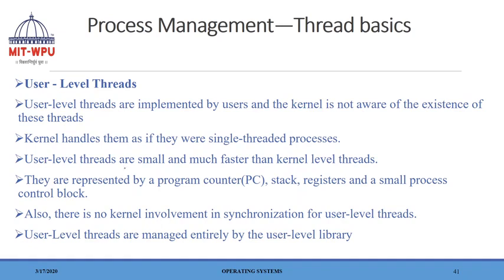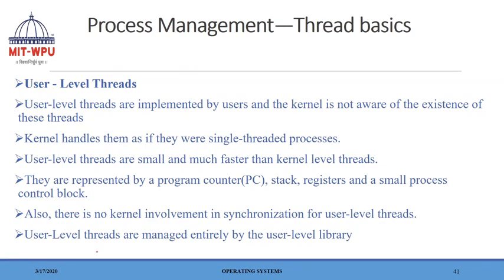User level threads are small and much faster than the kernel level threads. They are represented by a program counter, stack, registers and a small process control block. This small process control block we used to call a thread control block. Also, there is no kernel involvement in synchronization of the user level threads as the operating system is not aware of their existence. The synchronization and scheduling of these user level threads can be done by the user by using the user level library. So user level threads are managed entirely by the user level library.